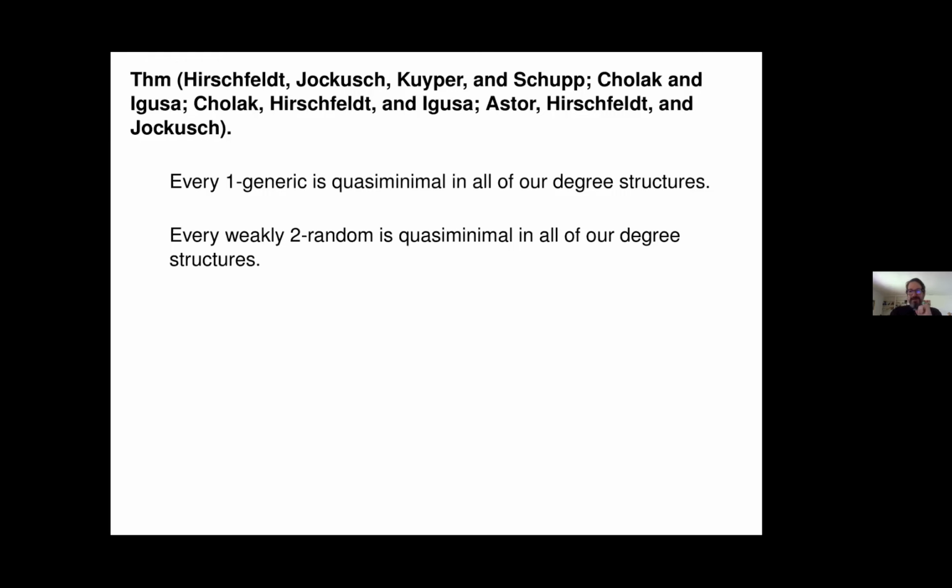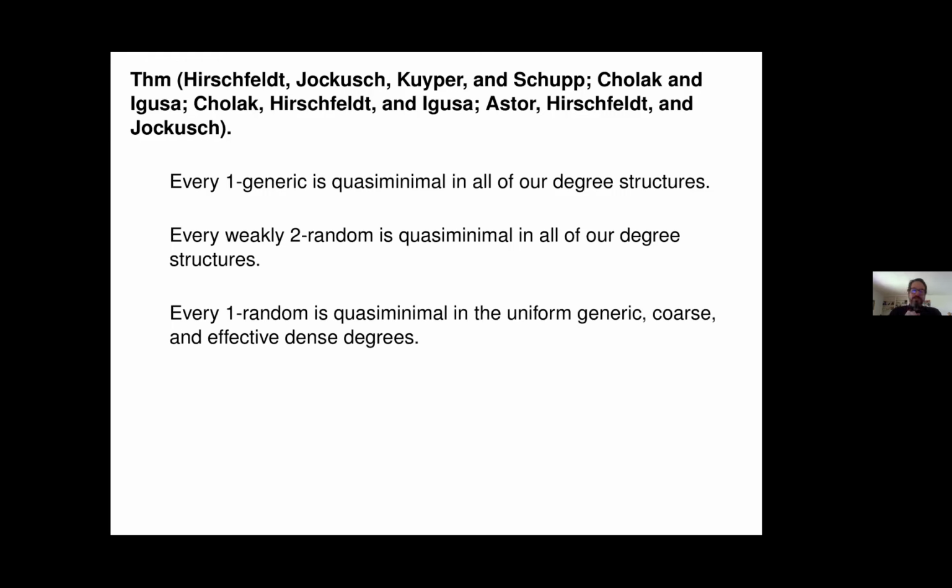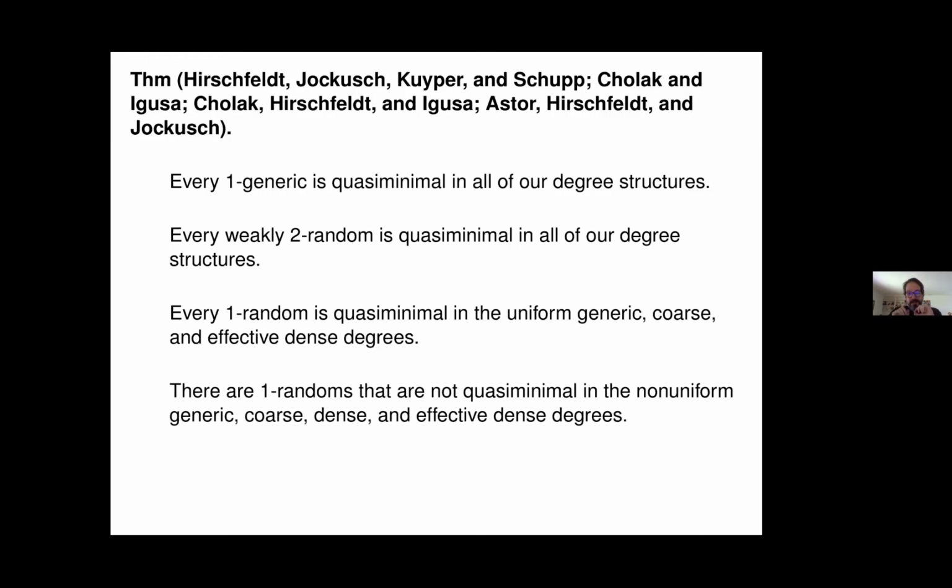And that's what happens here. Every 1-random is quasi-minimal in the uniform versions of the generic course and effectiveness degrees, but not in the non-uniform versions of all 4 of them. And this actually does have some really interesting connections with k-triviality. In the case of the course degrees, there's a connection there with some really interesting work on certain subclasses of the k-trivials by Greenberg, Miller, and Denis.